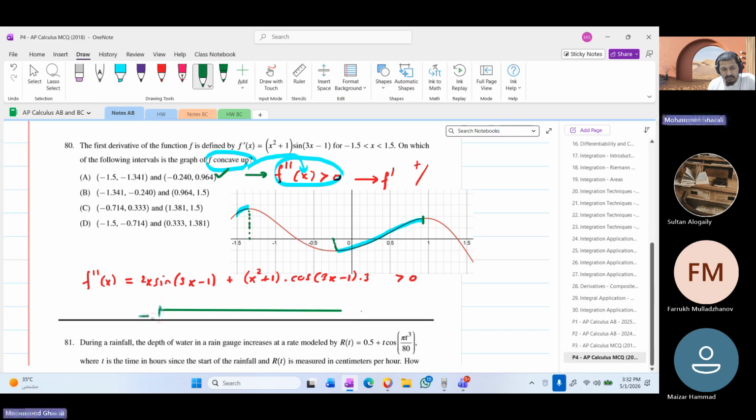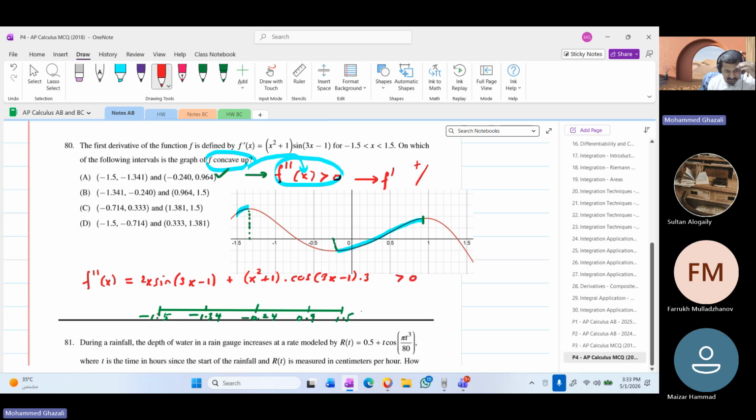So you're going to substitute negative 1.5. Let's go with option A. You're going to try the different options. You're going to say negative 1.34, right? You're going to try negative 0.24, right? And 0.964. You're going to figure out the signs in between.